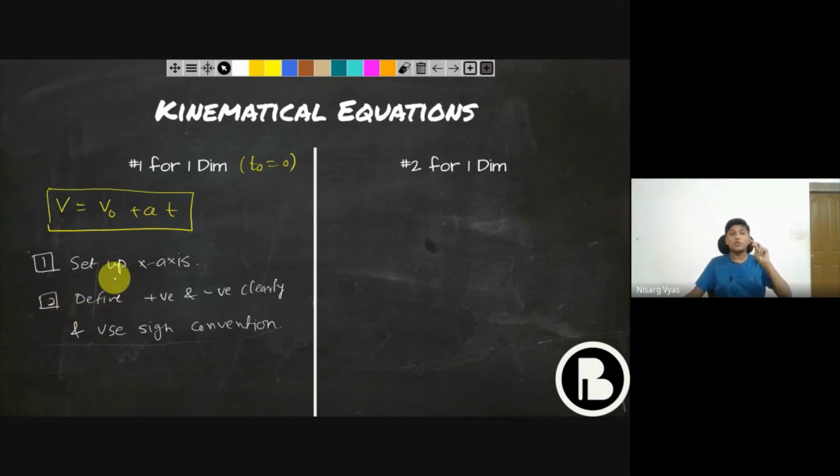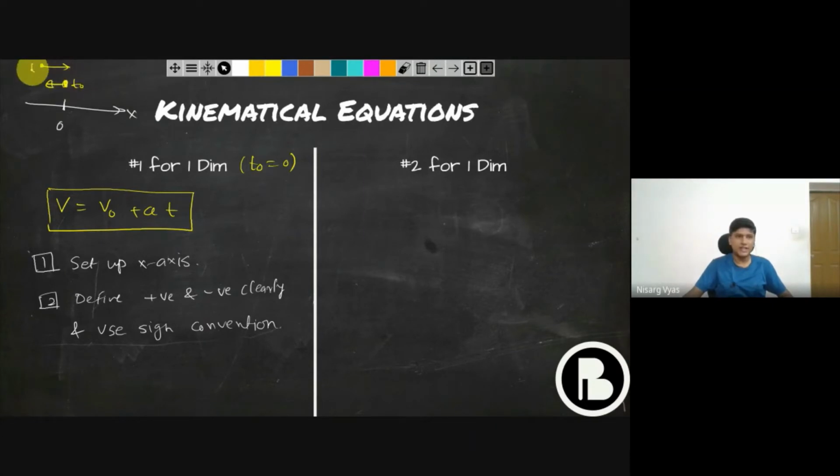So you need to set up the axis first, and then define the positive side and the negative side of the axis. Suppose this is your x-axis, and this point is 0. Now the right side is your positive side by default, and the left side is the negative side by default. You define it like this. That is your choice. Now if the particle is initially moving in this direction, but after some time it reverses and is moving in this direction after time t.